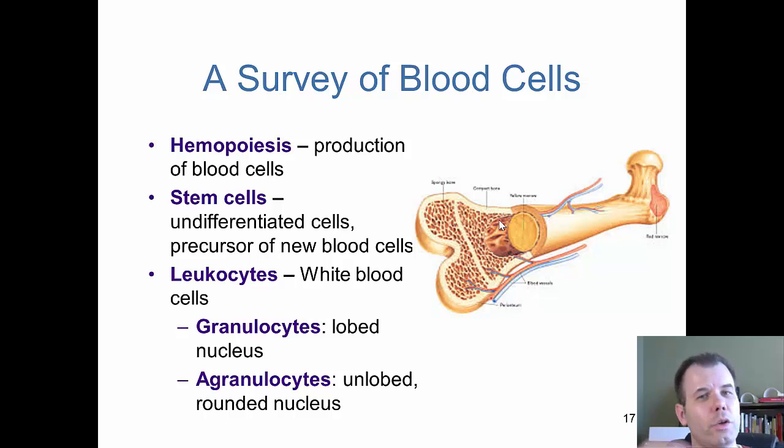So the leukocytes are your white blood cells. We've already established that, and you have two types. You have the granulocytes, the ones that look like they have granules, and then you have the other ones, which are the agranulocytes, so they don't have granules in them. We'll talk a little bit about these different ones in just a second. So granulocytes are the ones that have granules.